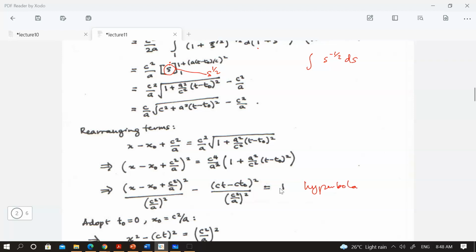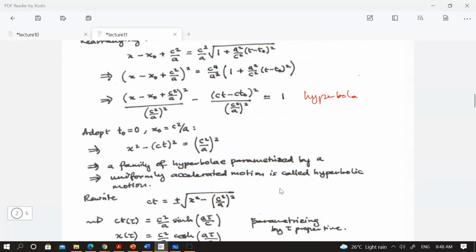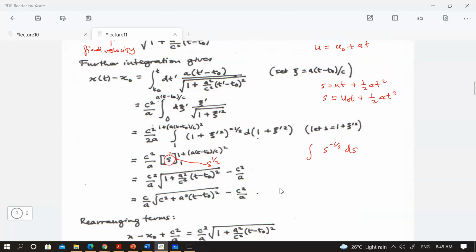So in other words, by setting the right initial condition, we take t naught equals 0 and x naught equals c squared over a, so that this cancels out, and I'll be able to get your standard form for the hyperbola. Oh, I should mention earlier, this one will be the analog of ut plus half at squared. So this is the equation.